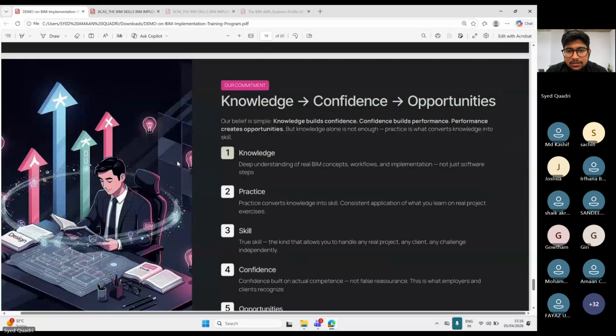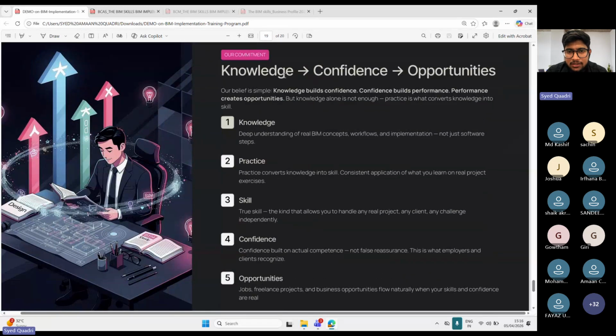Okay. So what we believe is knowledge. Knowledge builds confidence, and confidence builds opportunity. So our belief is simple: knowledge builds confidence, confidence builds performance, and performance creates opportunities. But as we discussed, knowledge is not enough. Practice. Only if you saw the videos, you got the knowledge of how to prepare.